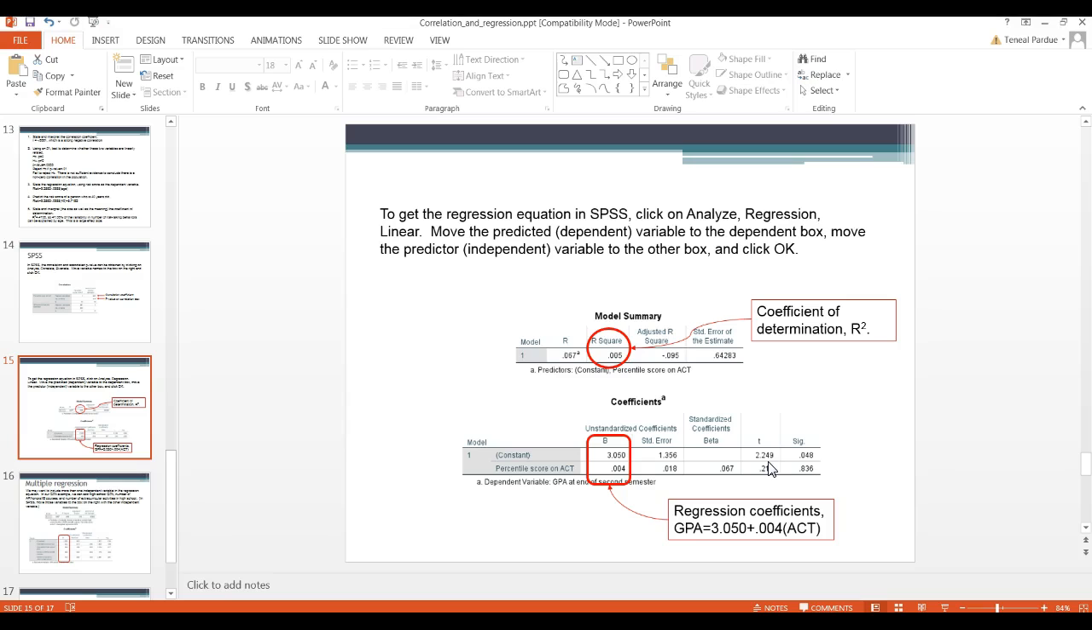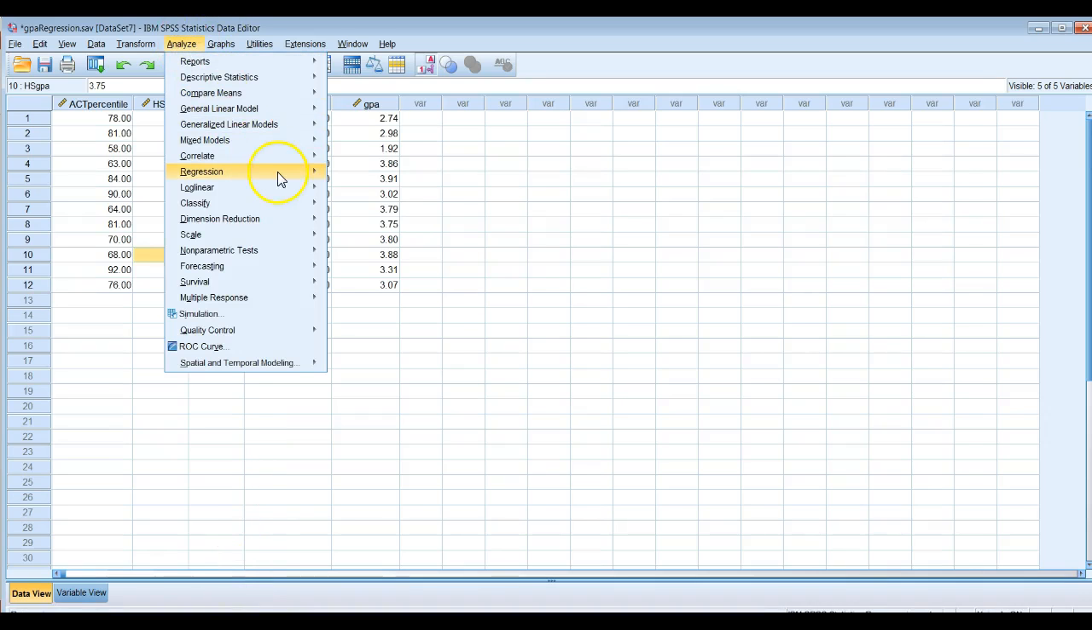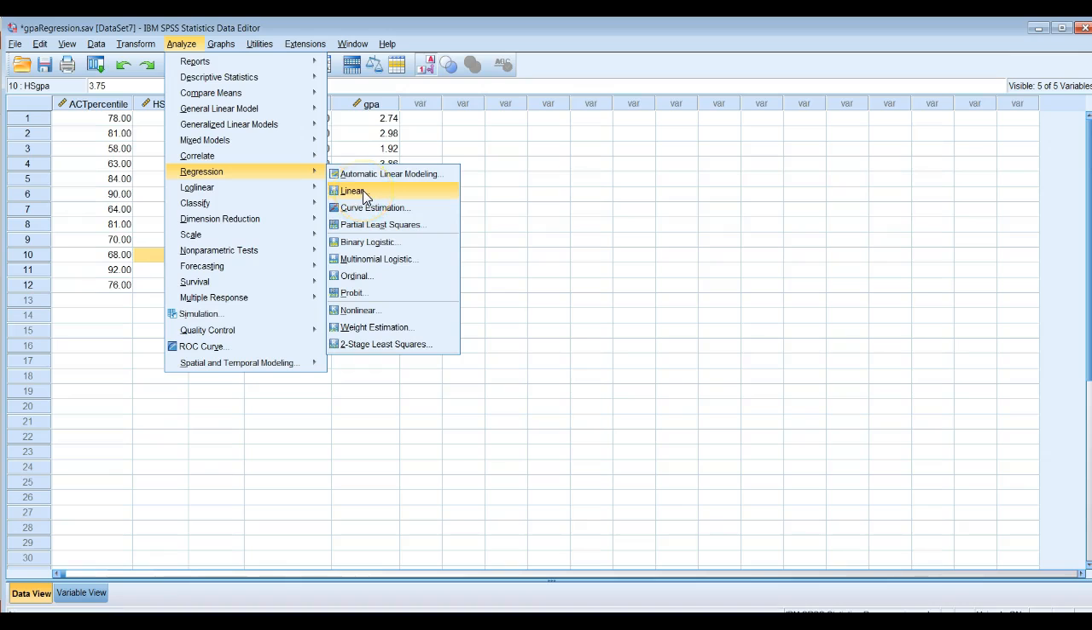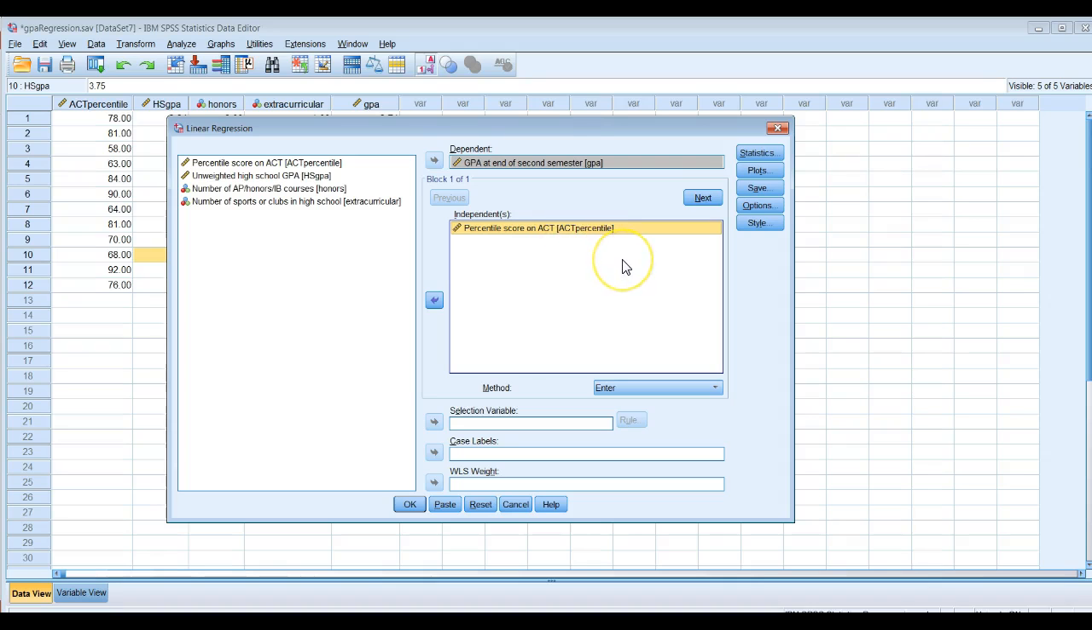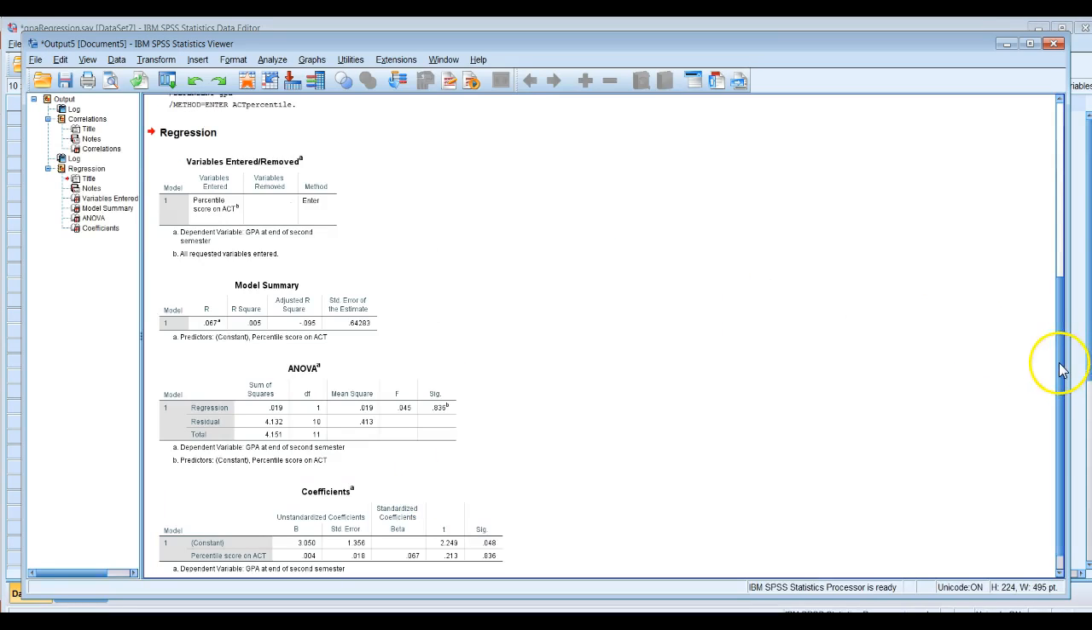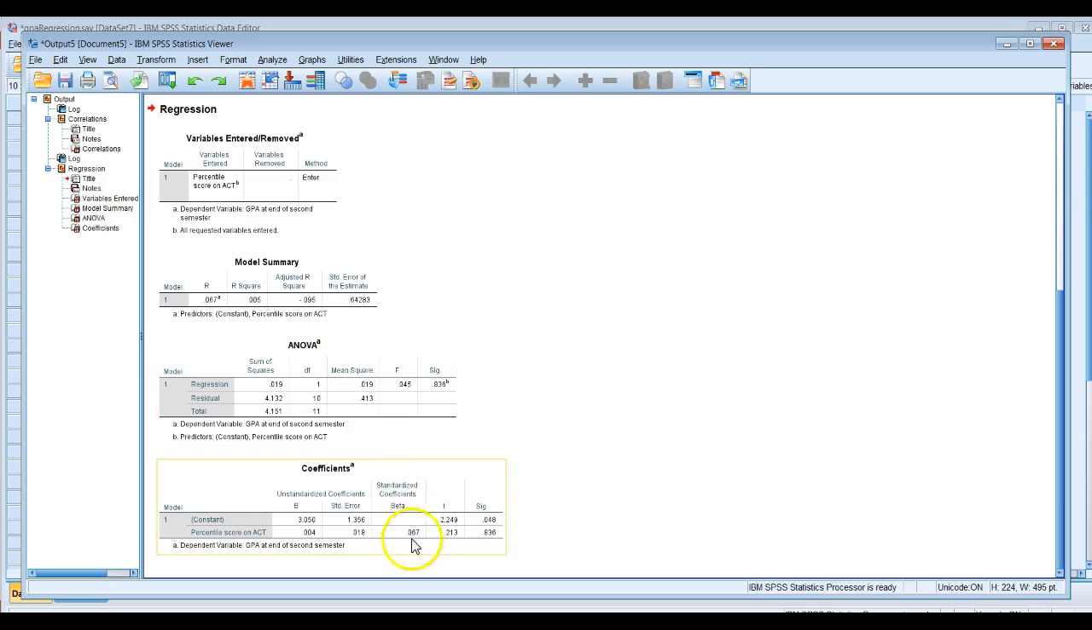Now to do the regression, we go to Analyze, Regression, Linear. Our dependent variable is GPA at the end of second semester, and our independent is percentile score on ACT. You don't have to do anything else here, just click OK. And it gives you several things. There's two parts of this that we really need. We need the model summary, because that's where we're going to get our R squared, and we need the part that says coefficients.